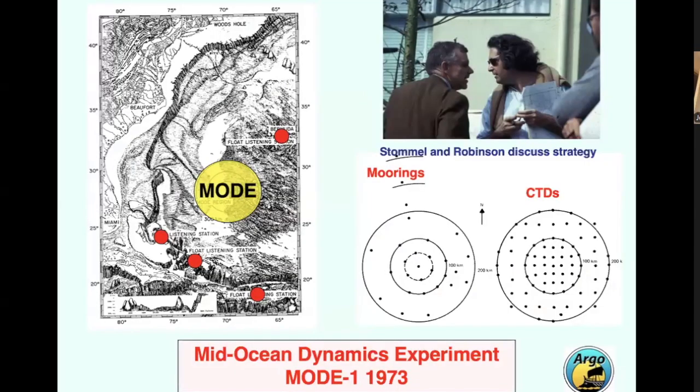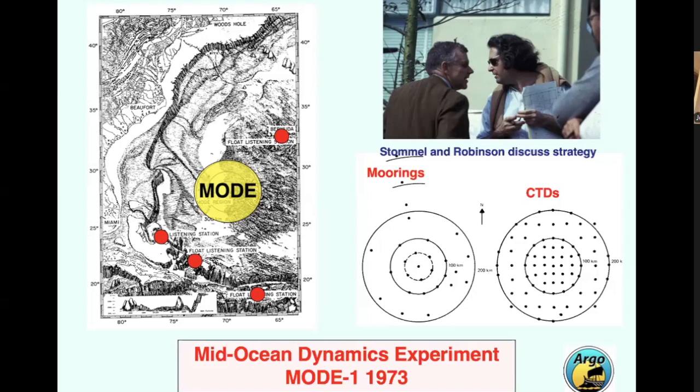This was in the lead up to what was one of the most innovative experiments that was done, the mid-ocean dynamics experiment in 1973, going back to the area off Bermuda where the Aries had worked, using CTDs, moored current meters, and SOFAR floats based on the design that Rossby and Webb had used, but with a lower frequency sound of about 260 hertz.